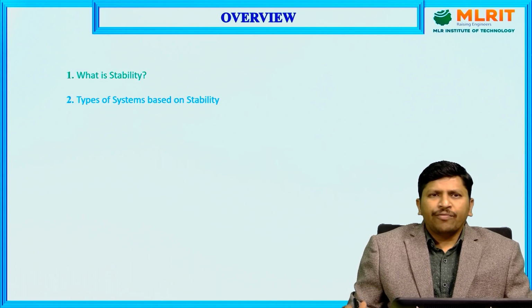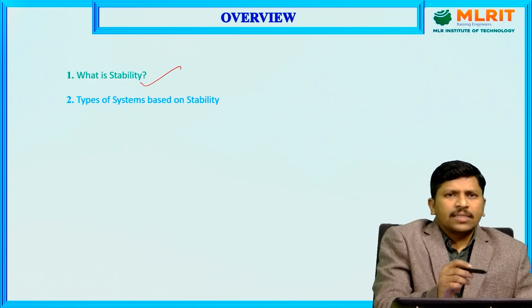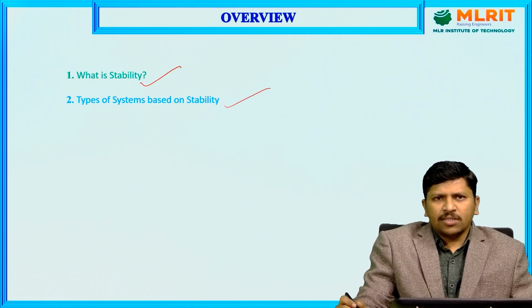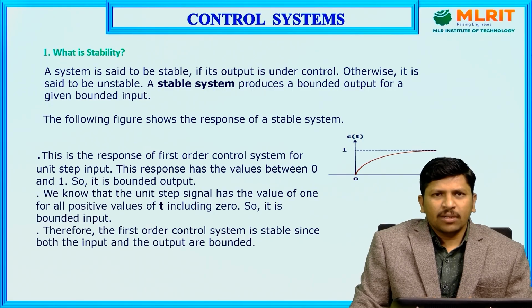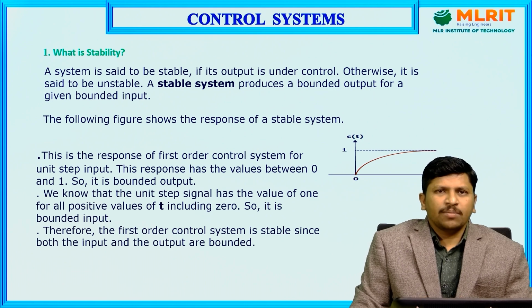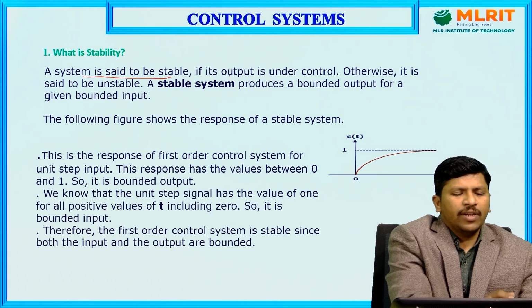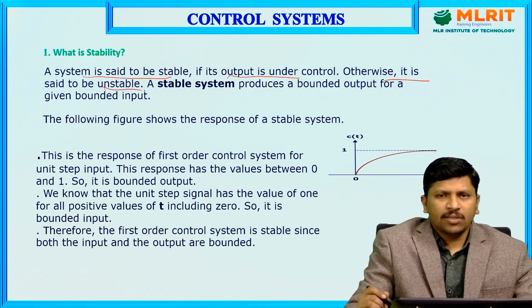Here is the overview of today's session: what is meant by stability, and what are the types of systems based on the stability condition available in control systems. Now we are going to see these two. What is meant by a stable system? A stable system is one where, for a bounded input, you get a bounded output. Simply, a system is said to be stable when the output is under control; otherwise we call it an unstable system.